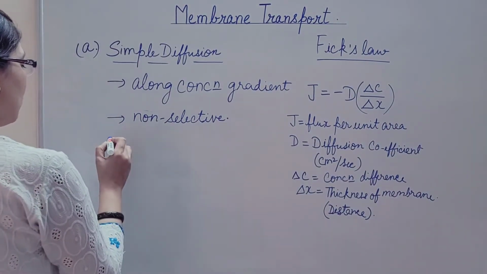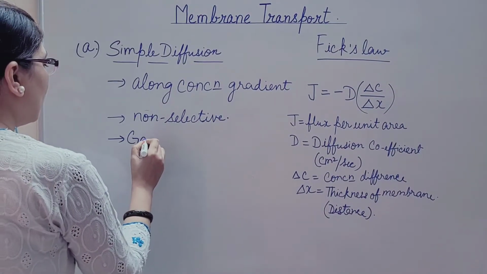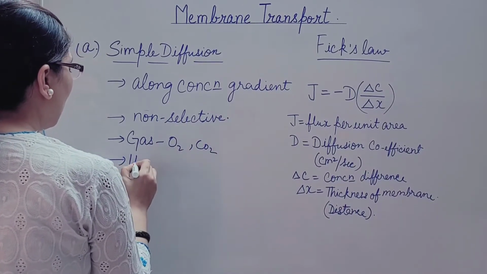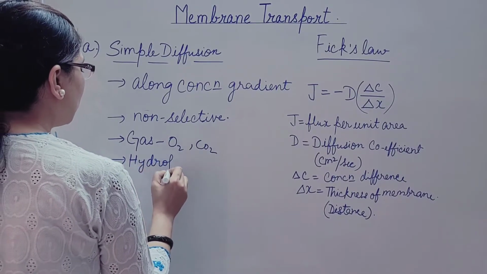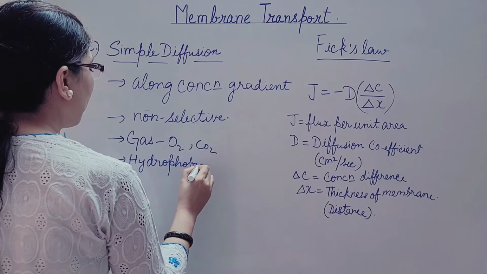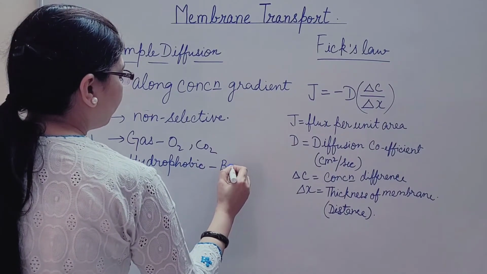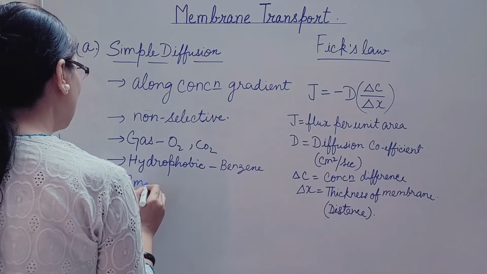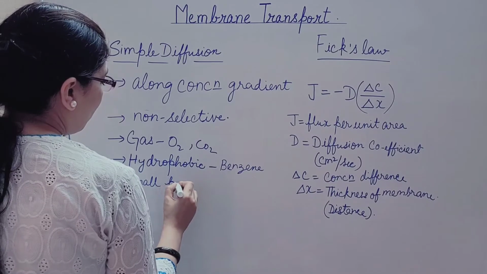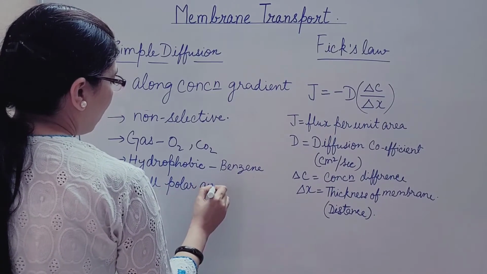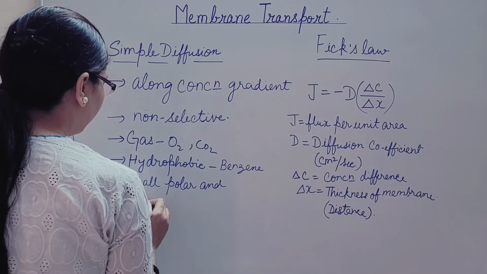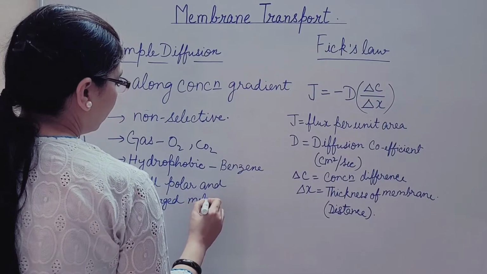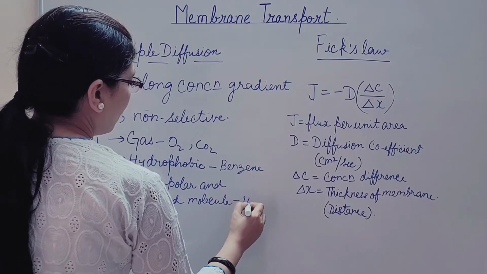Molecules that diffuse across the plasma membrane by simple diffusion are gases like O2 and CO2, hydrophobic molecules like benzene, and small polar and uncharged molecules such as water.